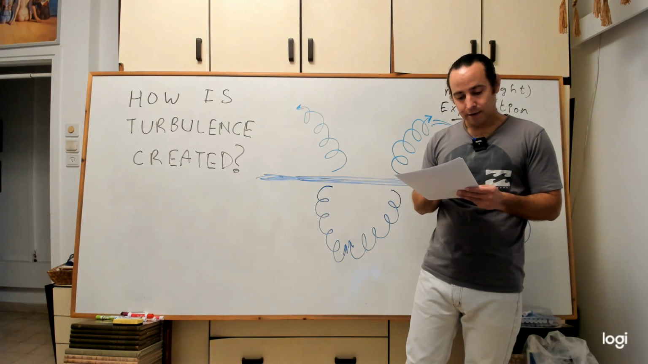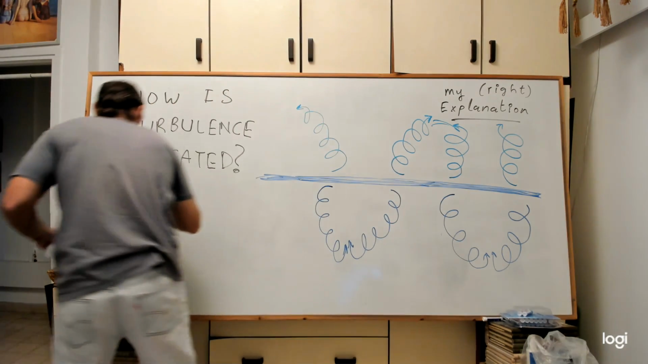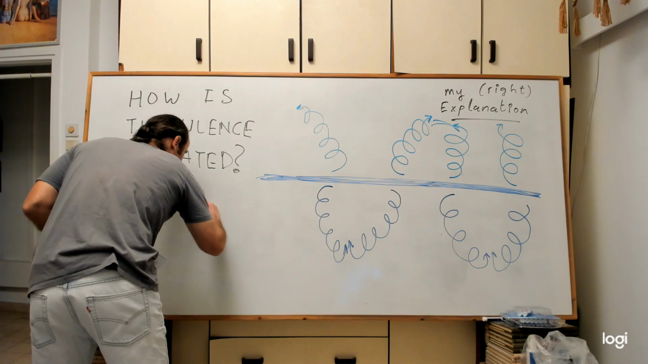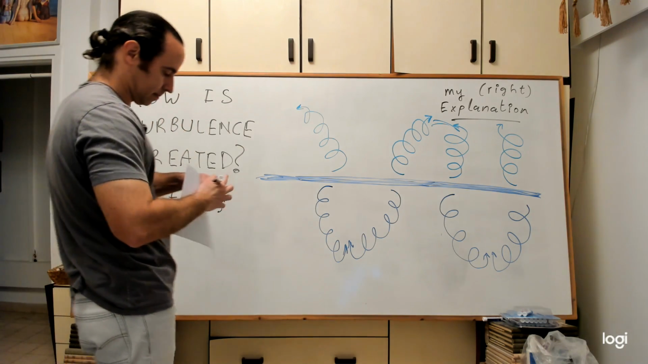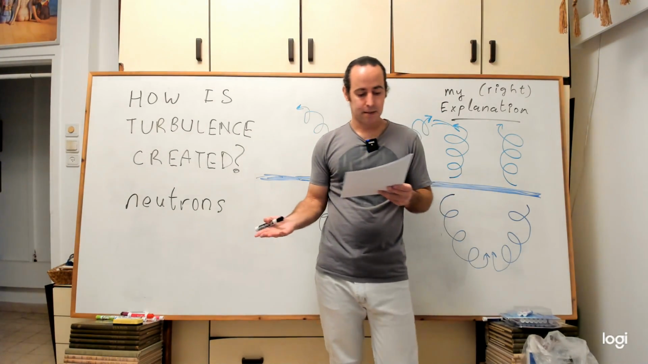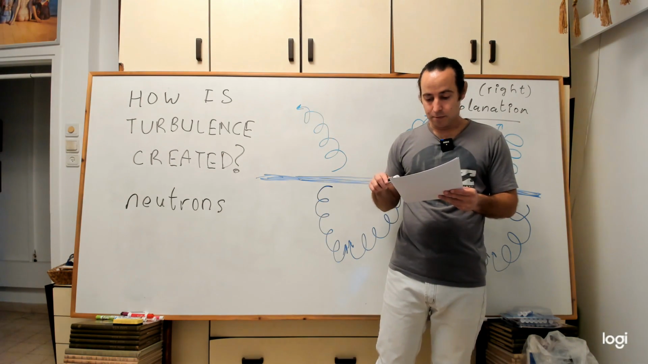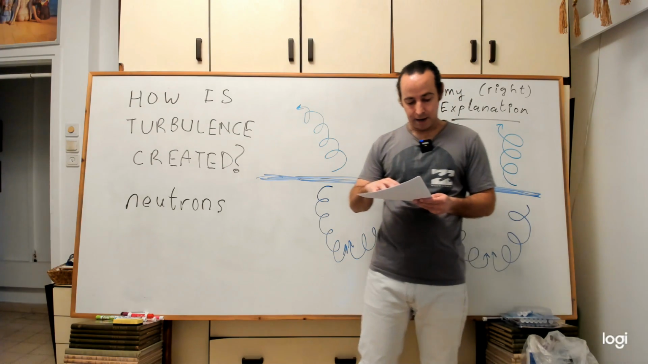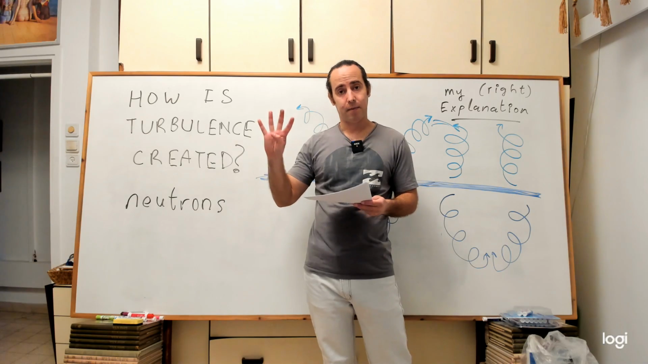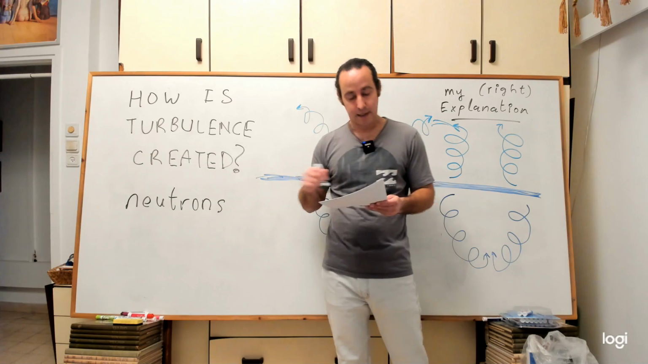So, why don't we see neutrons when they disappear into the fourth dimension, and we don't see neutrons appearing out of the blue, out of thin air, from the fourth dimension? Well, guess what? We do see such a thing.